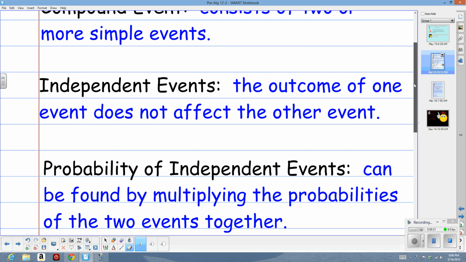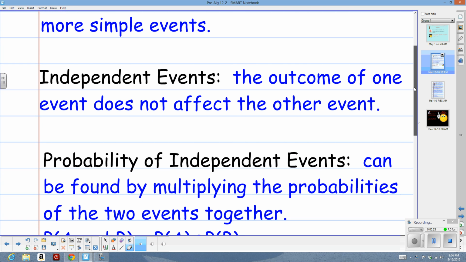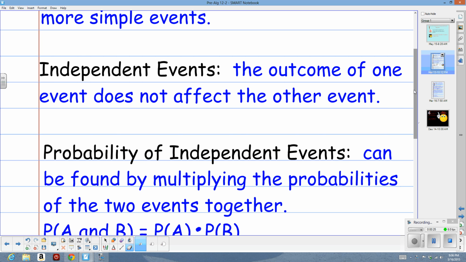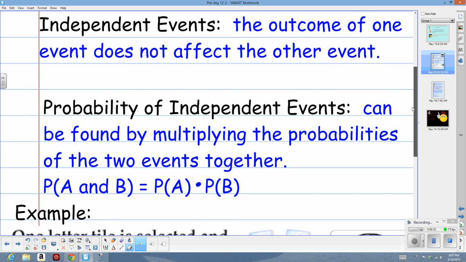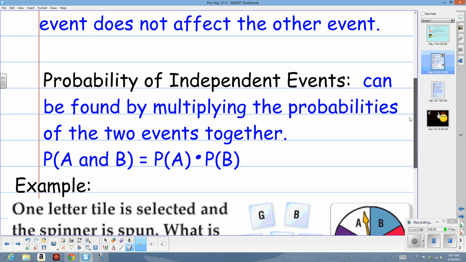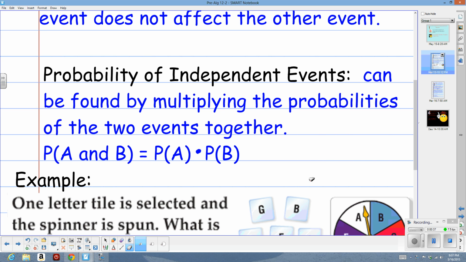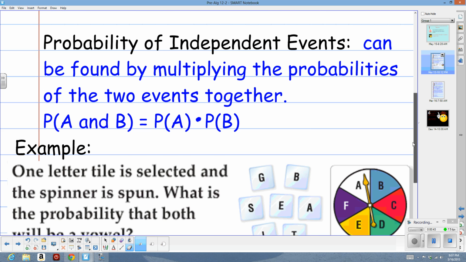Independent events is where the outcome of one event does not affect the other, such as choosing a number tile and spinning a spinner. Probability of independent events can be found by multiplying the probabilities of the two events together, such as the probability of A and B happening is the probability of A multiplied by the probability of B.